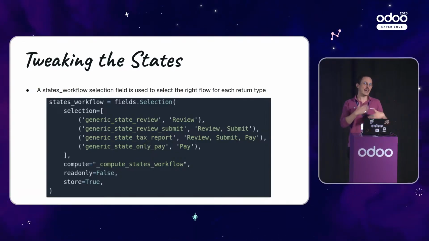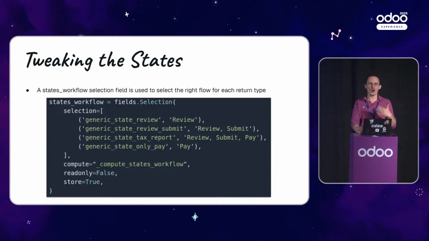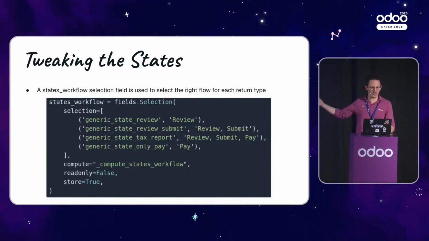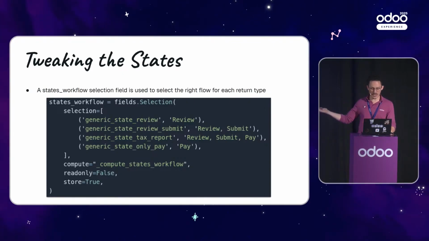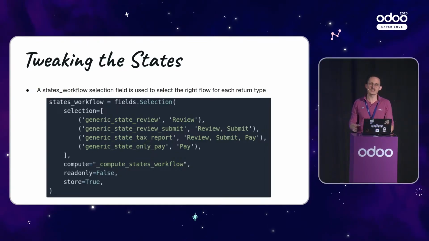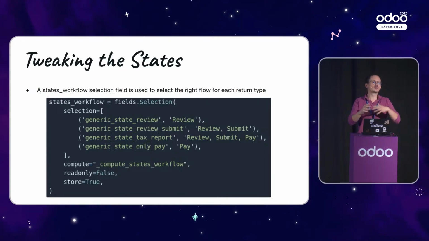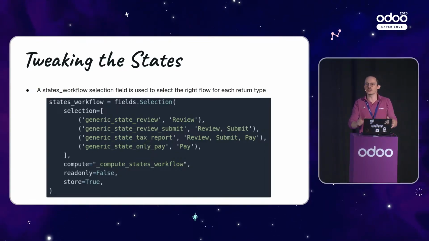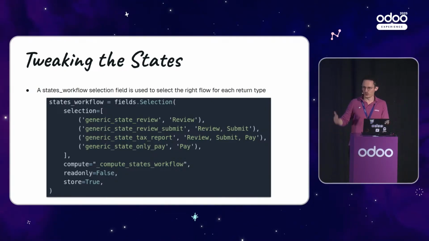So of course, if you're adding your own flow of states on the returns, you want to override that field and add a selection value so that your new field is supported by it. You can see that it is a computed, editable field. So if you want it to receive a default value under certain conditions, you can also override the compute, of course.